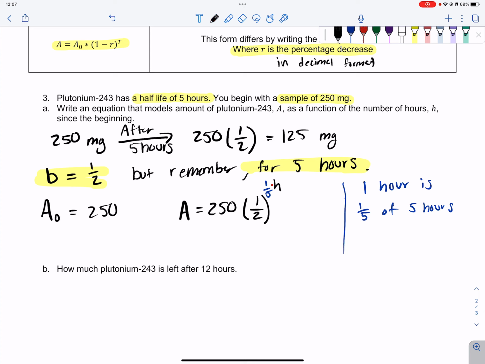So now I can rewrite this equation to make it look a little bit better here. This is going to be A equal to 250 times 1/2, raised to the h over 5 exponent.